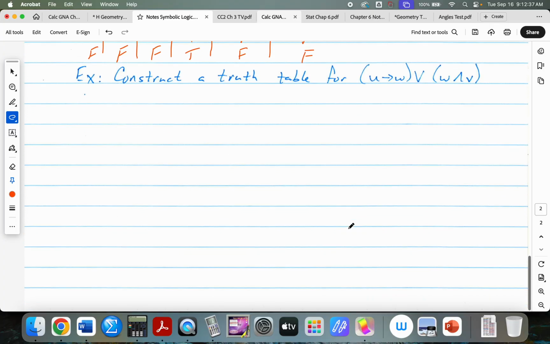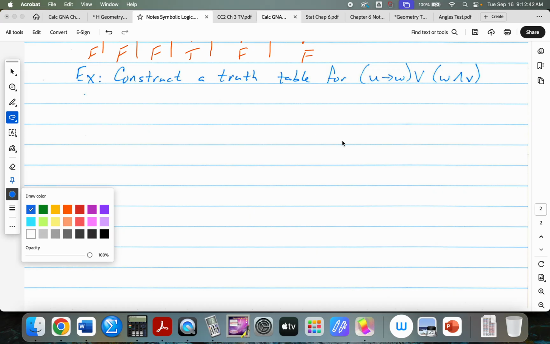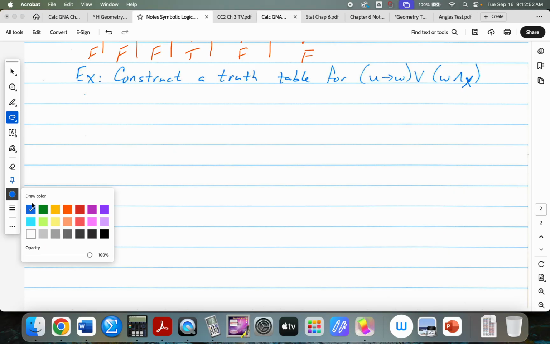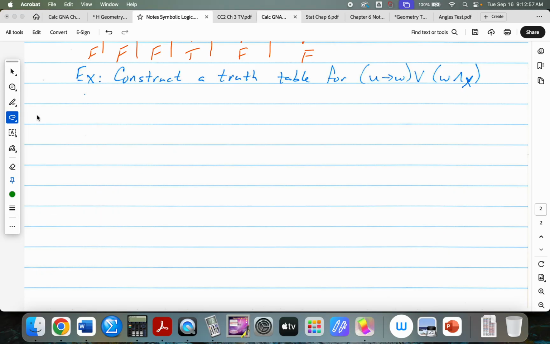All right, one more. I'm going to change this one just a little bit. Let's not use V for this last one because then that looks like an or. Let's change this to an X. That'll be pretty easy. So how many columns am I going to have this time? I've got three variables, U, W, and X, or three statements. So that's going to be two choices to the third. I'm going to have 8 again.